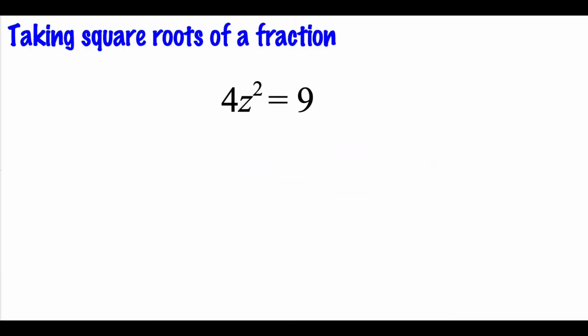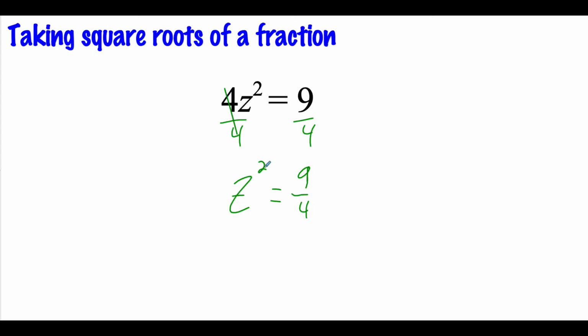Now sometimes as we're solving our equation, we might end up with fractions in there. So let's take a look at this one as we're solving it. We've got 4z squared equals 9. If I wanted to get rid of that 4 that's attached to the z squared, I would divide both sides by 4. And I get z squared equals, well, 9 divided by 4. 9 doesn't divide by 4 nicely, so I'm just going to leave it as a fraction for right now. Because what I do notice is that both of those numbers, 9 and 4, end up being perfect squares.